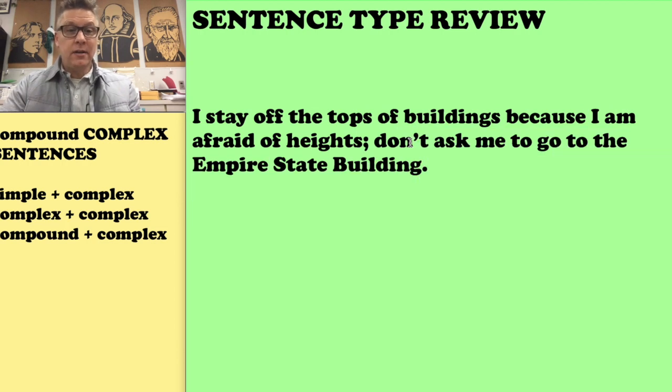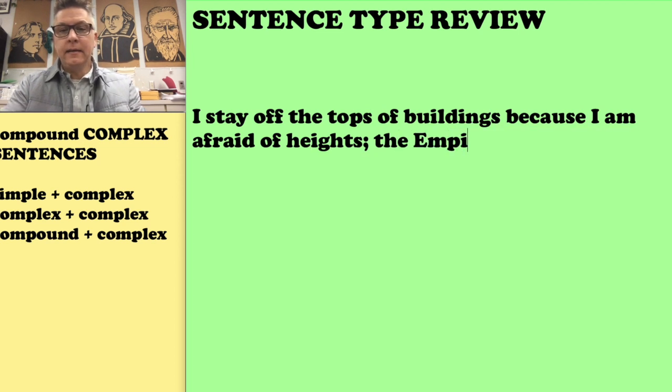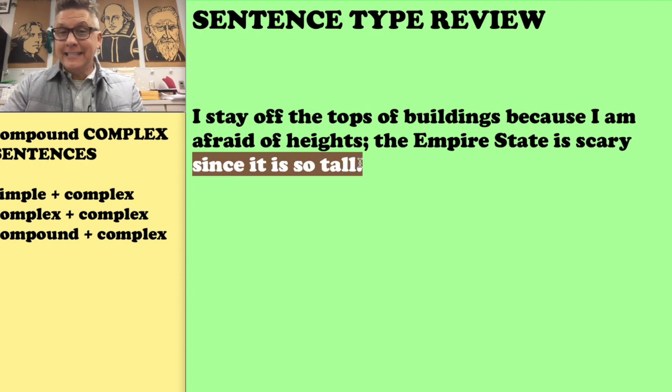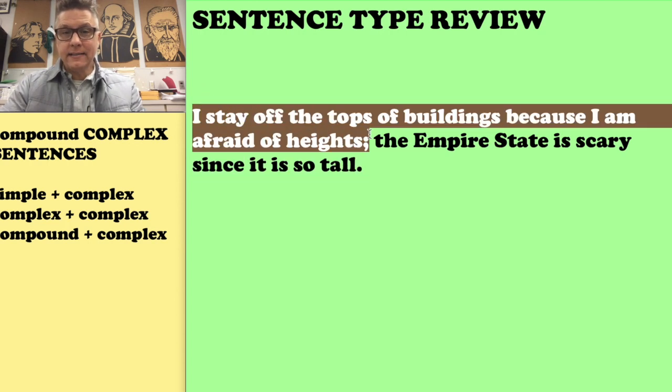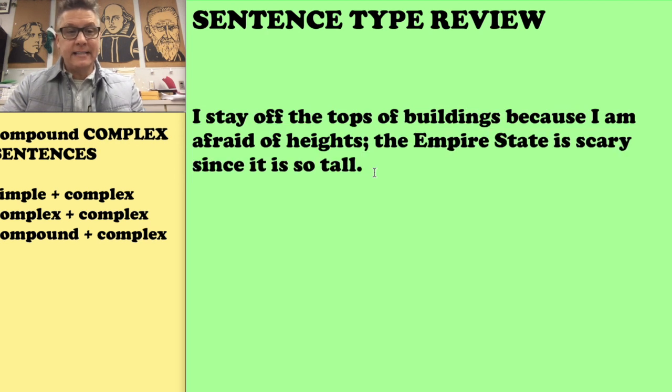I can also have a complex and a complex. So the Empire State is scary because, or since, it is so tall. All right. So now I have another complex sentence. The word since here takes this simple sentence, it is so tall, and it makes it into a dependent clause. So complex, semicolon, and a complex. So that is a complex plus a complex equals compound complex.